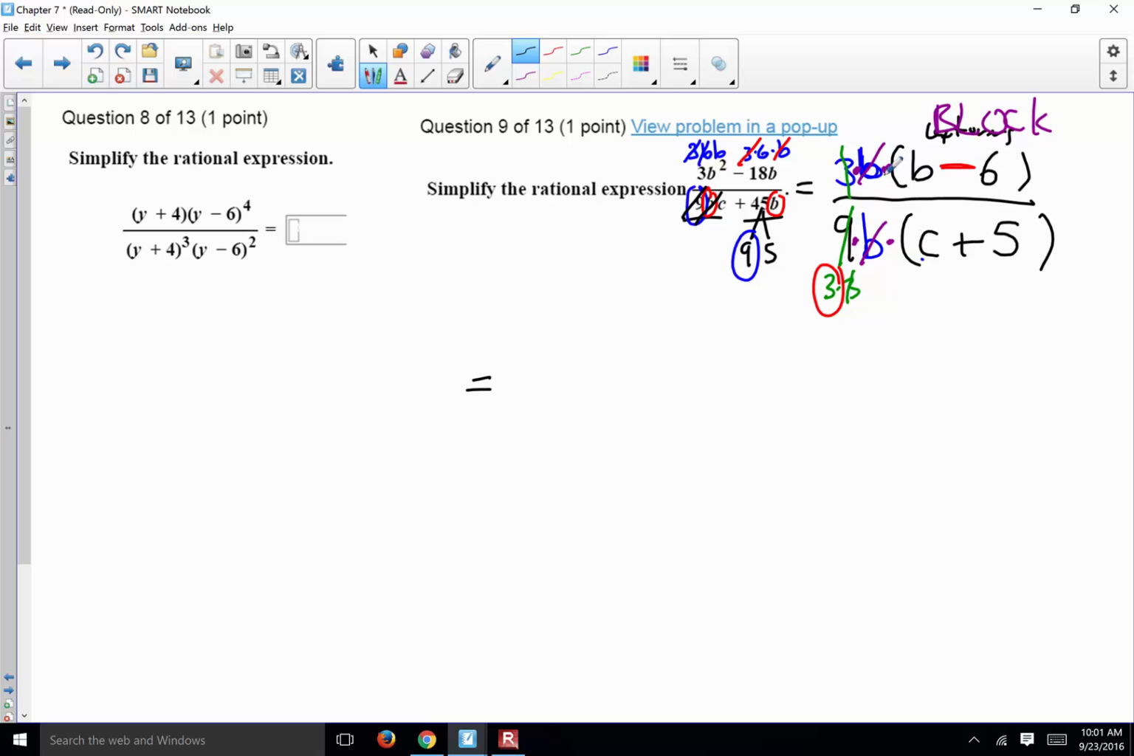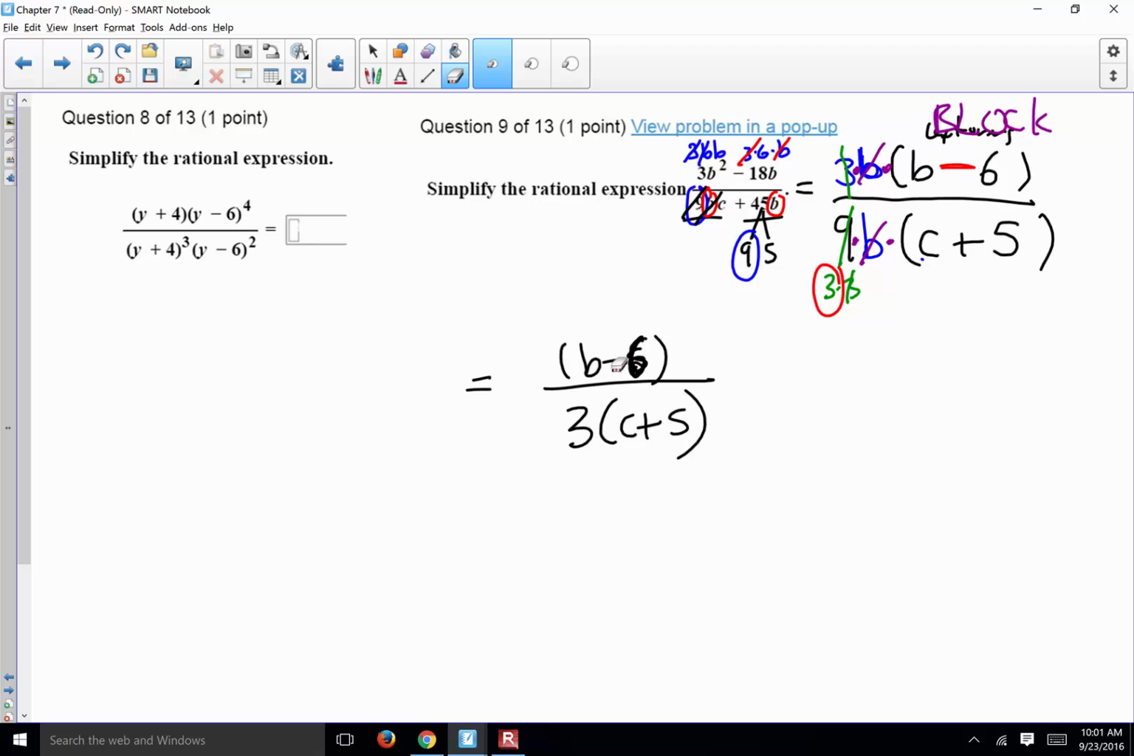Okay, so just leave what's left in the final answer. B minus 6 left here. And 3 times C plus 5 left here. Okay, if on either part of a fractional expression there is only 1 block left, nothing else to the right or left of it, do you see anything right or left of this block? These parentheses are redundant, you can clear them because there is nothing to the sides of this block. So just leave it as B minus 6 without parentheses.